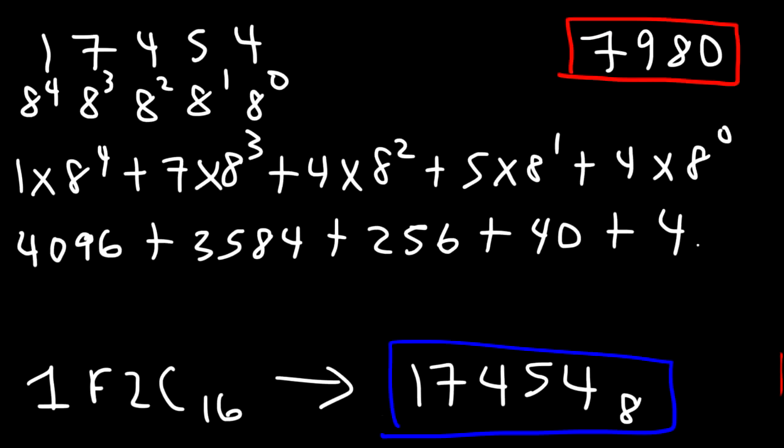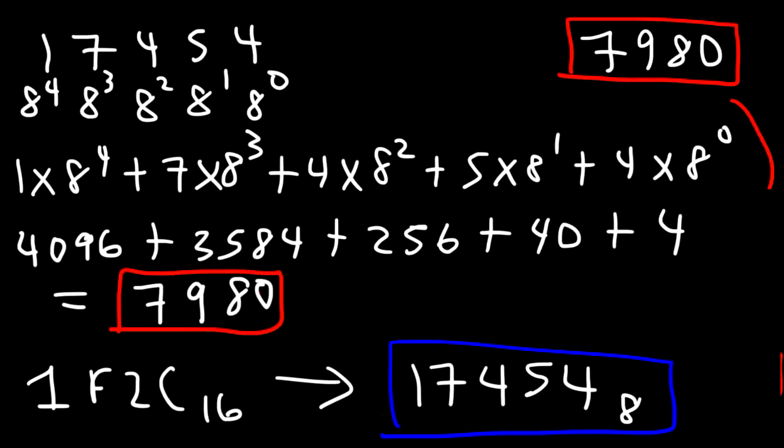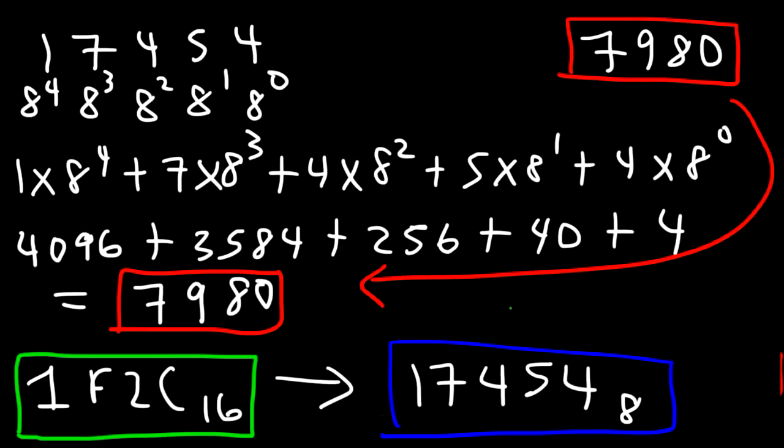So let's add 4096 plus 3584 plus 256 plus 40 plus 4. And so you get the same sum of 7,980. And so because these two are the same, we know that 1F2C in the hexadecimal system corresponds to 17454 in the octal system.